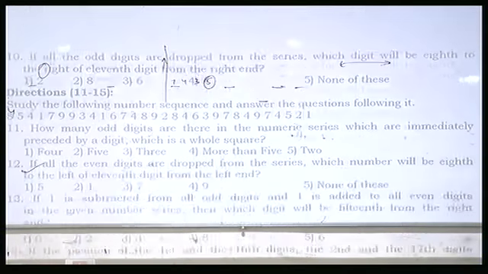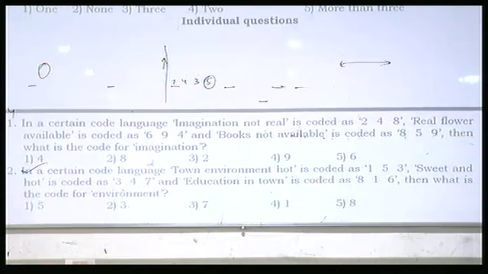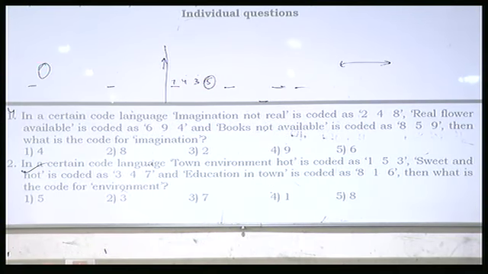11 to 15 is again for homework, isn't it? And 16 to 20 as well. As many questions for you for homework. Then one individual question on coding and decoding is given. Now this is how it is given.